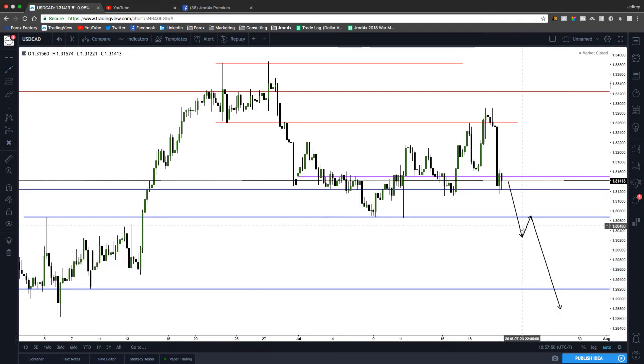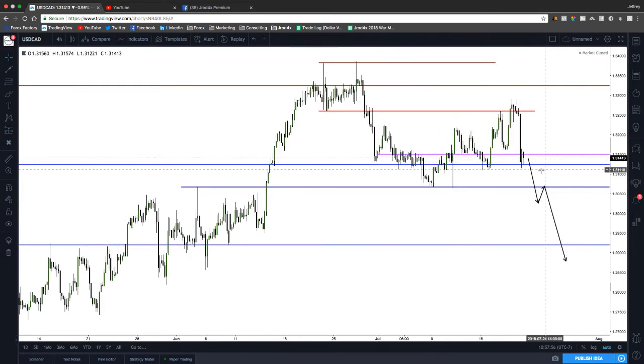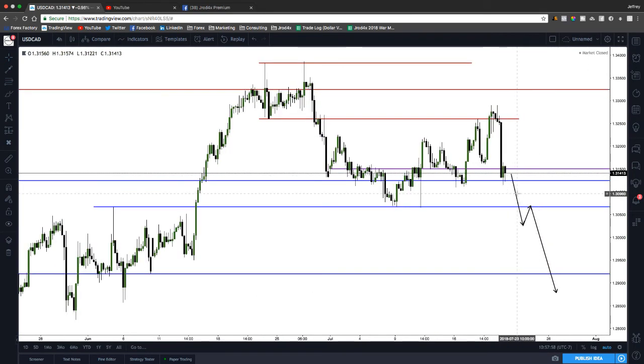But up until that point, I just kind of want to let it do its thing, because I don't like this pair at the moment. Overall, I'd much rather be trading euro, cable, and dollar yen. Those are much clearer to me.